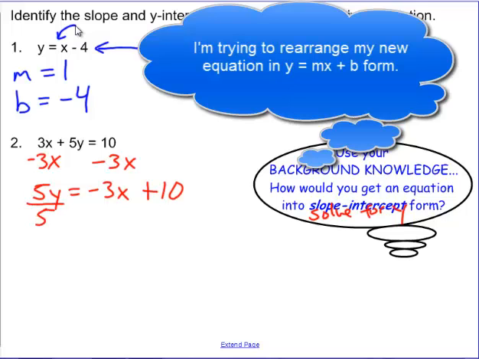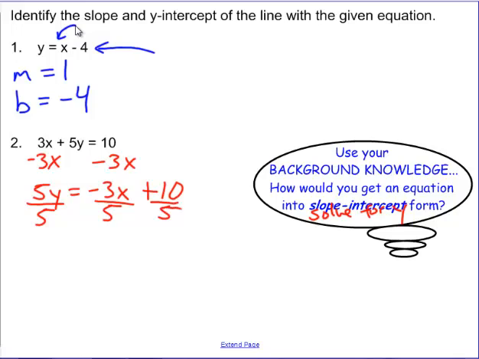If I divide the first term by 5, I have to divide everything by 5. The 5's cancel out. I have y equals -3/5, and I can just leave that as a fraction. That's -3/5 x plus 2. Now I know that the slope is -3/5, and I know that the y-intercept is 2.